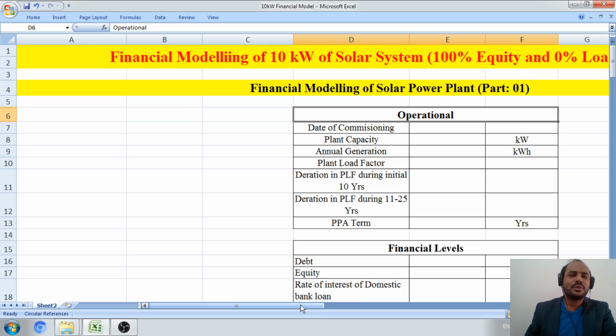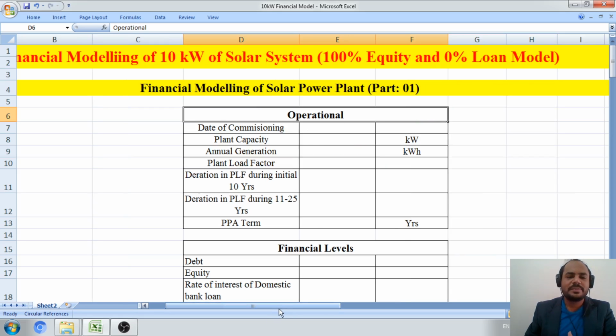In today's session, we're going to talk about the financial modeling of a 10 kilowatt solar system. In this particular financial modeling, we're going to consider 100% equity investment and a 0% loan model.